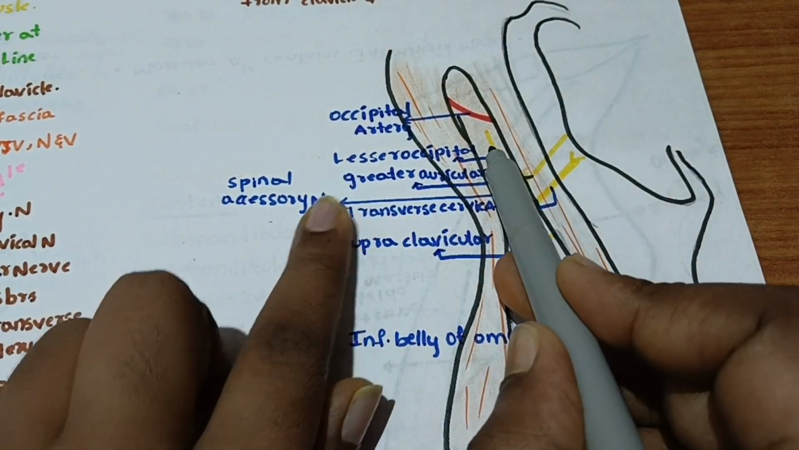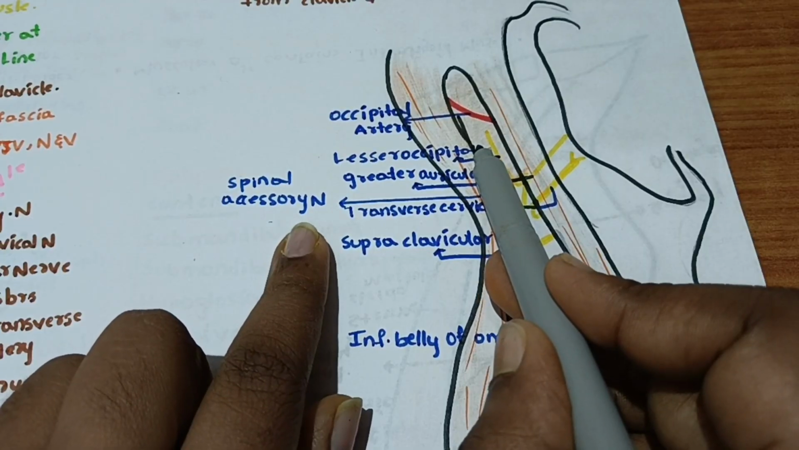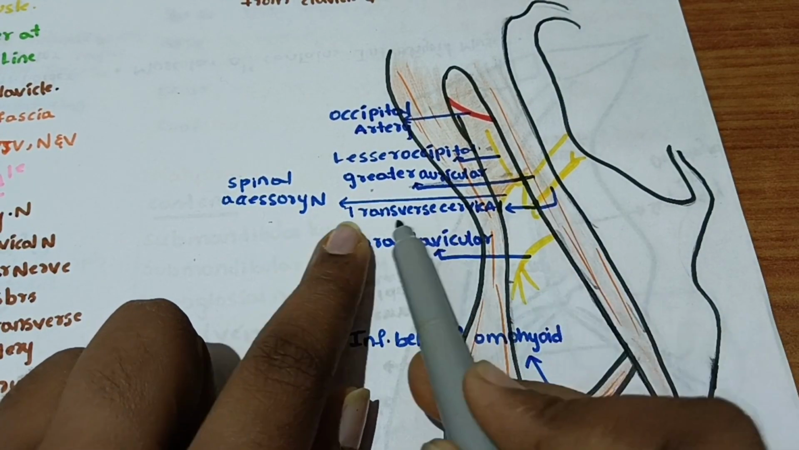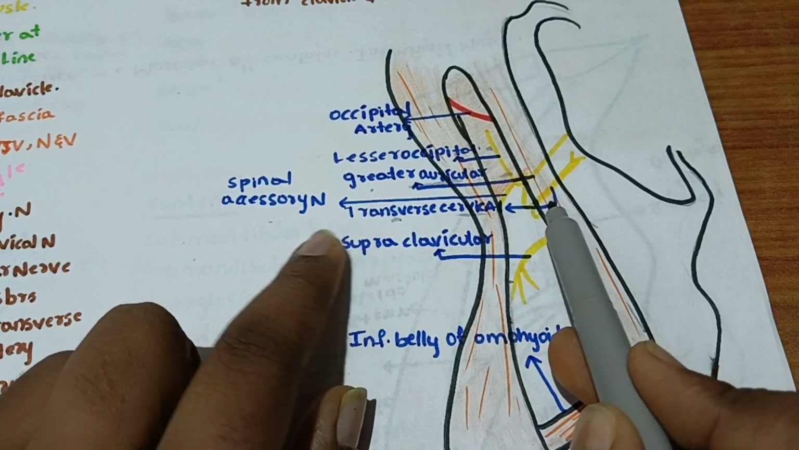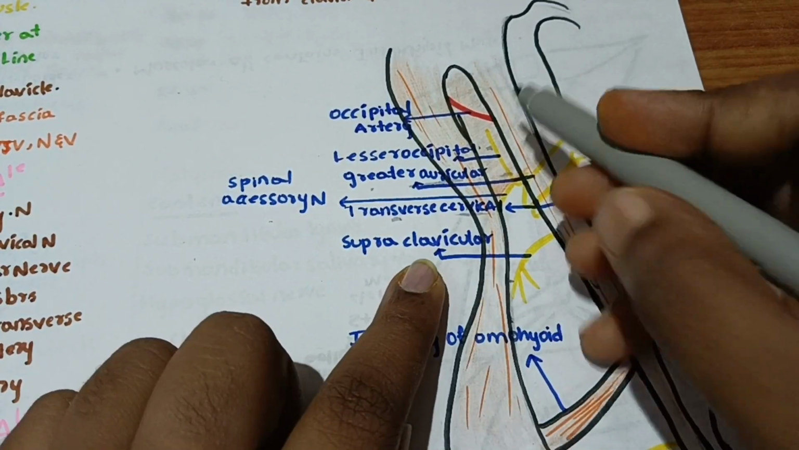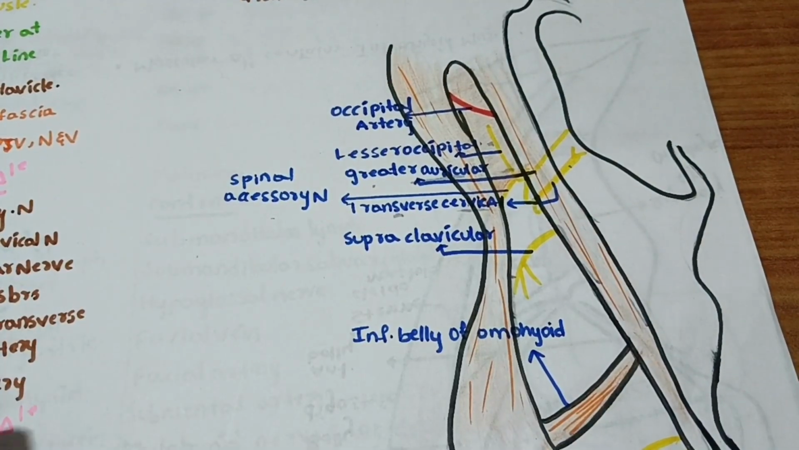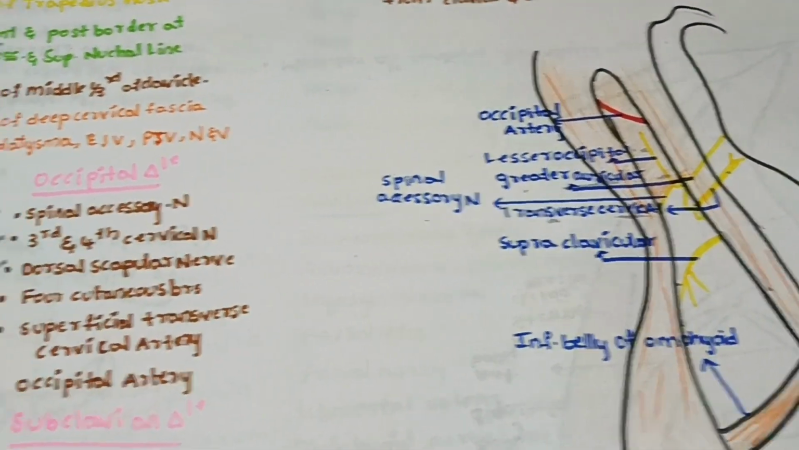This is the lesser occipital nerve. Yes, this is the lesser occipital nerve. Greater auricular nerve. This is a greater auricular nerve. Transverse cervical nerve. Supraclavicular. These are the 4 cutaneous nerves that are present in the roof of the posterior triangle.